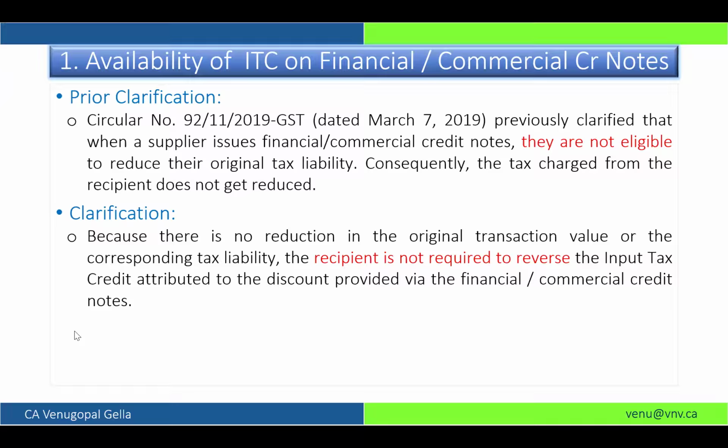Because it is not connected to the GST, the reduction in the tax liability is not permitted by the supplier. Because the supplier is not reducing the tax liability, earlier the recipient was saying, okay, I don't need to reverse, but Circular 92 was against it. The latest circular said that's okay. Now, even though the credit note is not reversed by the supplier, Circular 251 said the recipient also need not reduce the input tax credit. This is an important aspect.